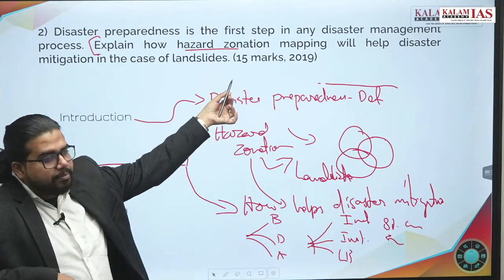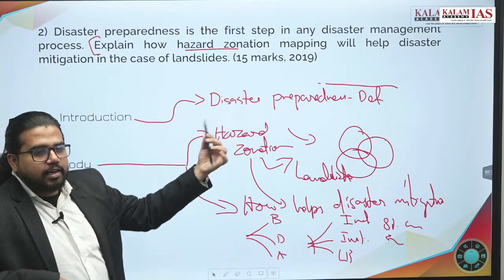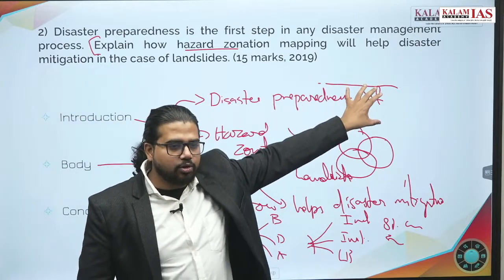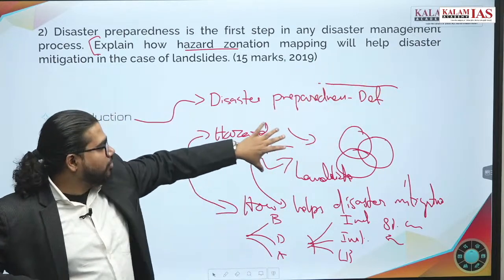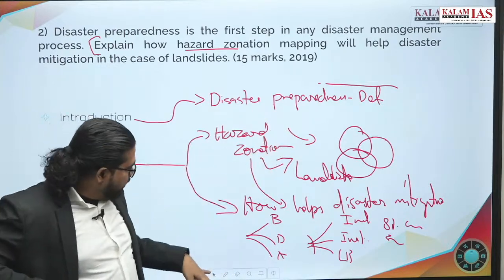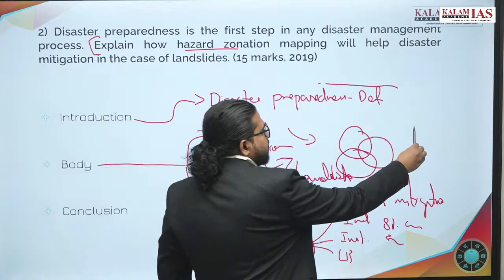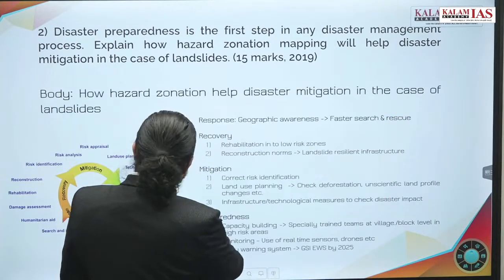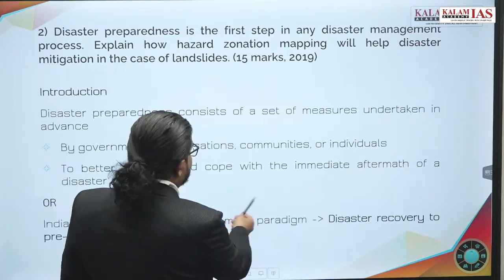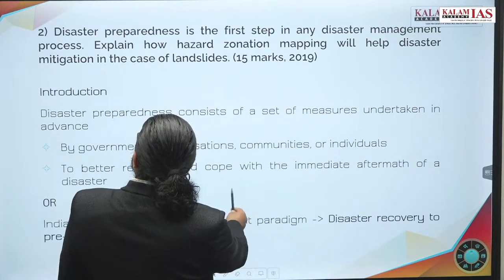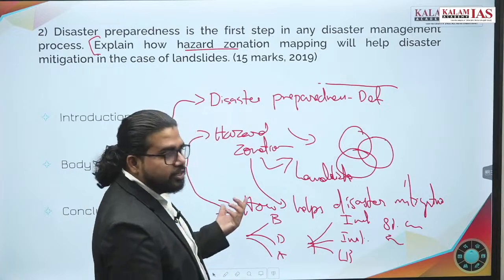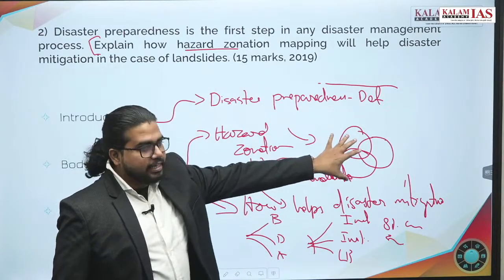Here it is 15 marks, 3 pages. That is a little bit of a challenge. So you have the liberty of writing this till half a page or a little more than that. Then you have the liberty of writing about hazard zonation. You can even draw an India map in this.